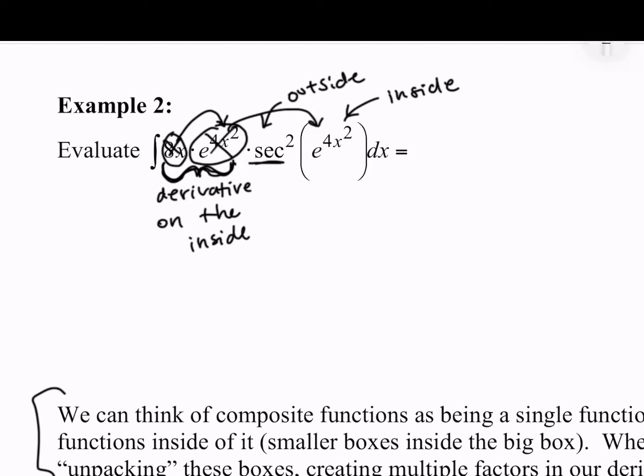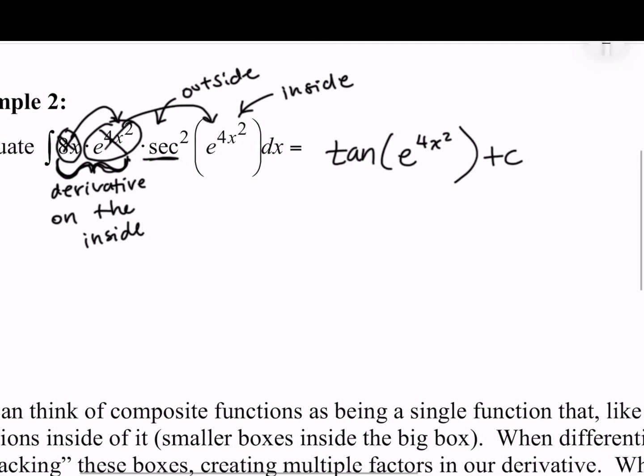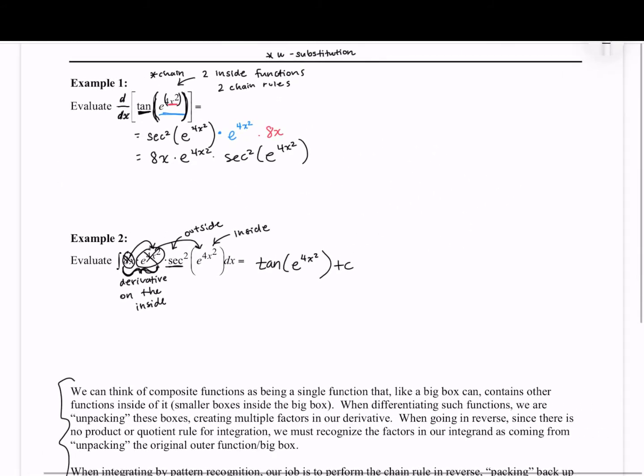And so what we end up just doing is taking the antiderivative of the outside. So the antiderivative of secant squared is tangent. And then the inside function just stays the same. We packed everything in there. And then we have our plus c. So what we're left over with is the original function there.